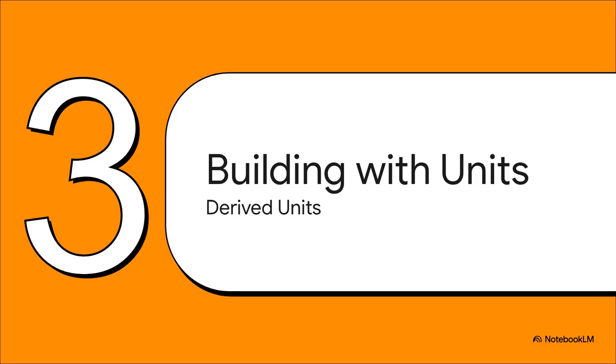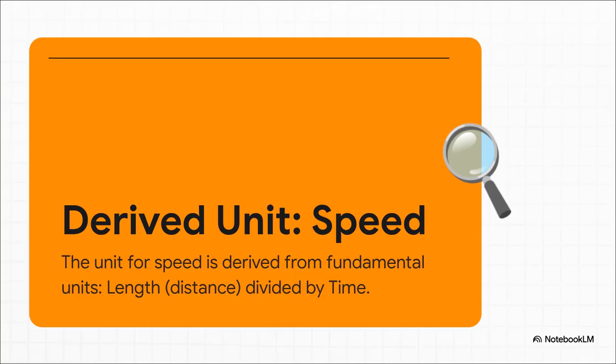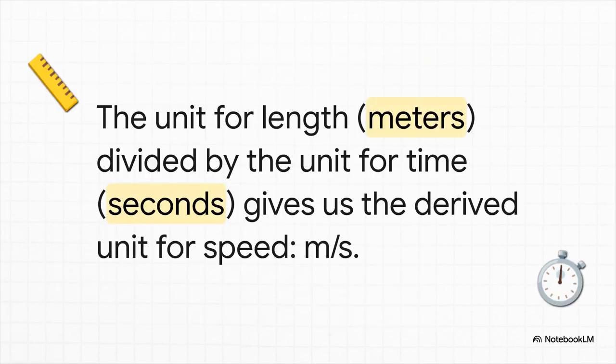So if those 7 are our letters, what happens when we start putting them together? Well, we start making words, right? And in physics, we call these words derived units. Let's take speed, for instance. It's a perfect example. There isn't a fundamental unit for speed. Nope. We have to derive it. And we do that using 2 of our alphabet letters. Distance, which is really just length, and time. And this shows you exactly how it works.